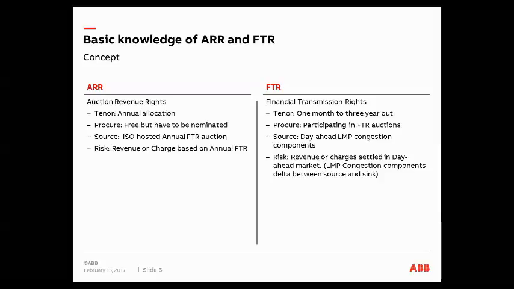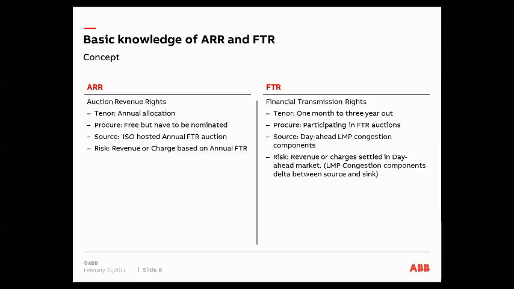So now let's start with the concept of ARRs and FTRs. What is FTR and what is ARR? How are they related to each other? ARR is auction revenue rights. It's hosted by ISOs on an annual basis. It's free, but you have to nominate the FTR paths. It will generate either revenue or charges based on the annual FTR auction. Now we can see the FTR name popped up here. So that's how ARR and FTR link together.